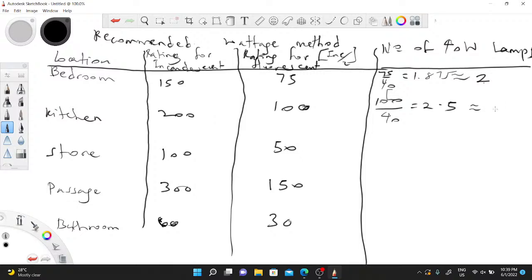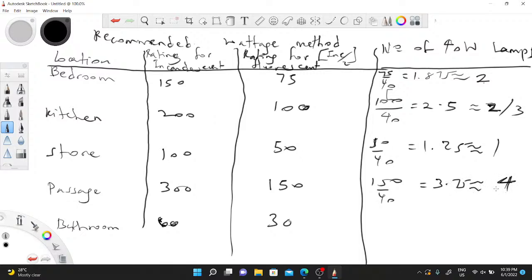Me, I'll use 2 because the kitchen doesn't really need high illumination. You can choose 3 if you want and give a reason. So to save cost and because the kitchen doesn't need high illumination, I'll choose 2. Store, you do 50 over 40. That'll give you 1.25, approximately 1, since there's no high illumination in the store. Passage is 150 over 40. That'll give you 3.75. I approximate it to 4.